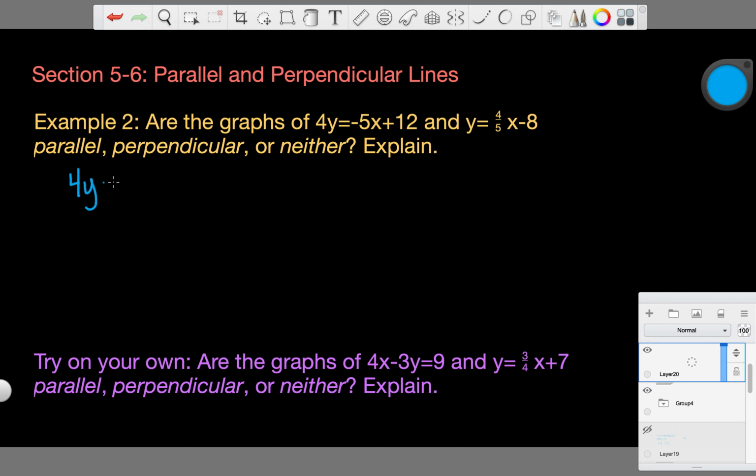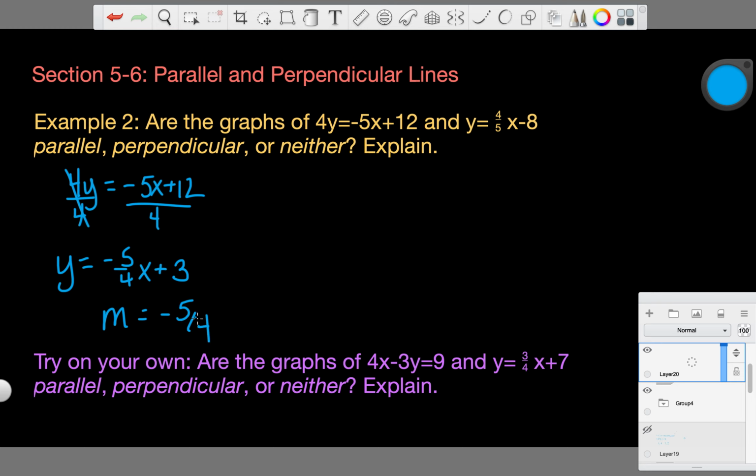So we have 4y equals -5x plus 12. In order to get y alone, we need to divide by 4 everywhere. So we get y equals -5 over 4 x plus 12 divided by 4, which is 3. In this case, my slope is -5 over 4, and my slope over here is 4 over 5. So they're obviously not the same, right? One's -5 over 4, one's 4 over 5. So they're not parallel. What we want to do is multiply them together and see what we get, to see if they're perpendicular or neither.